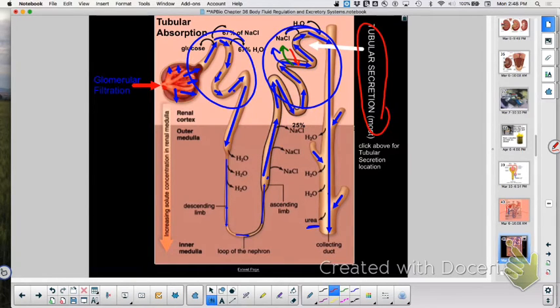It's like, I do not want this in my blood anymore. I'm getting rid of it. Could be a toxin, it could be creatinine. Remember we talked about creatinine as being a nitrogenous waste. It could be some hydrogen ions. I'm trying to reestablish the pH of my blood, something like that. Okay? All right.